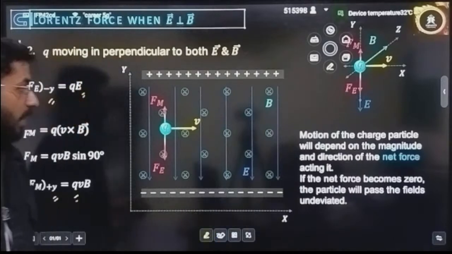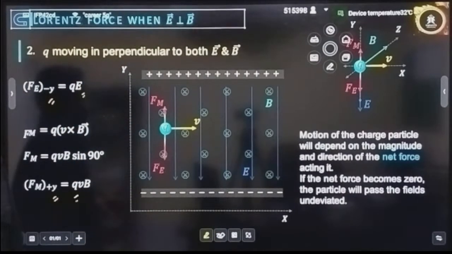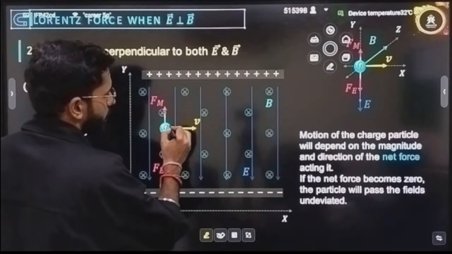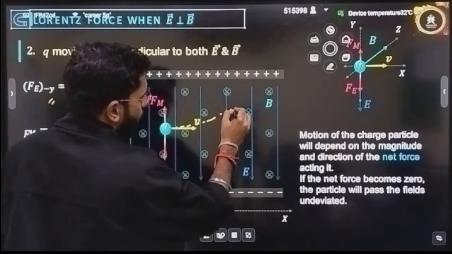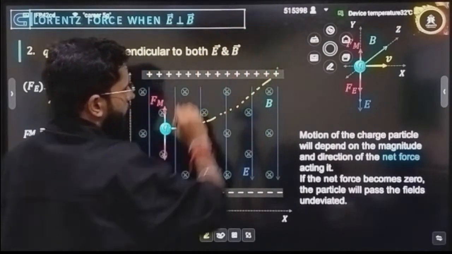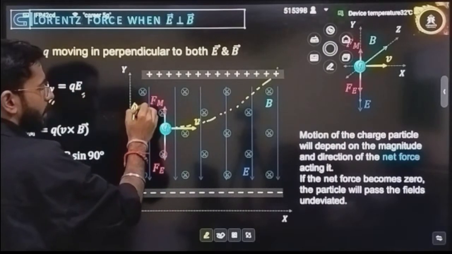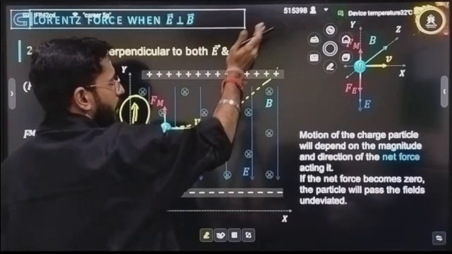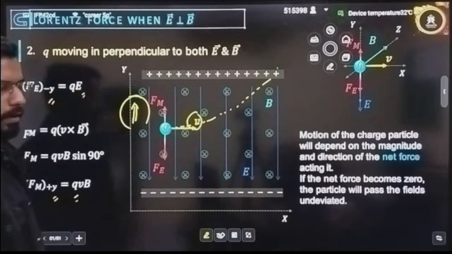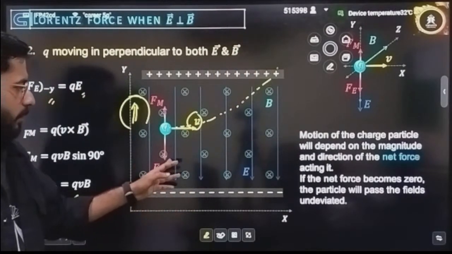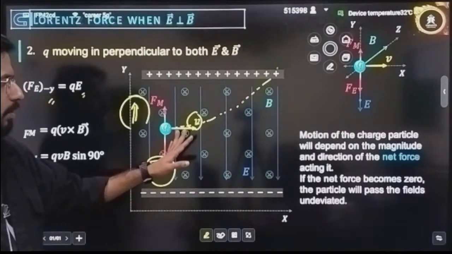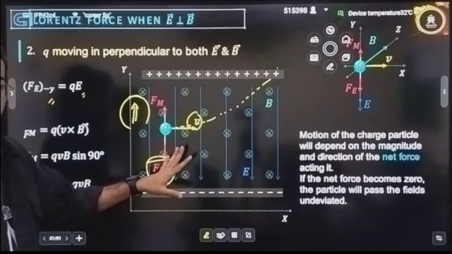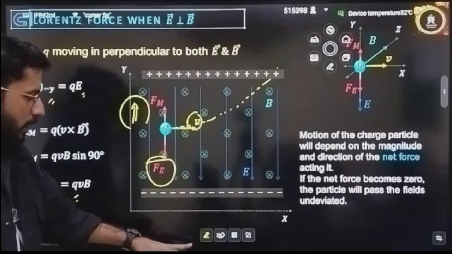But what if the magnetic force is greater? What will happen if the magnetic force is greater? That is the second case. If the magnetic force is greater, the trajectory will be in upward direction. This net force in the upward direction will be responsible for taking this charge slowly in the upward direction, and the velocity will remain constant, because there is no component of force responsible for changing this velocity.